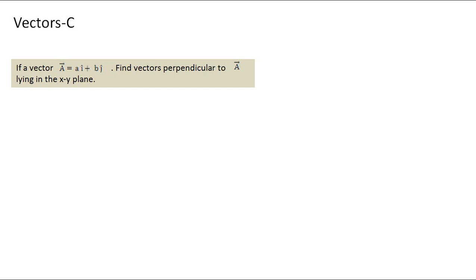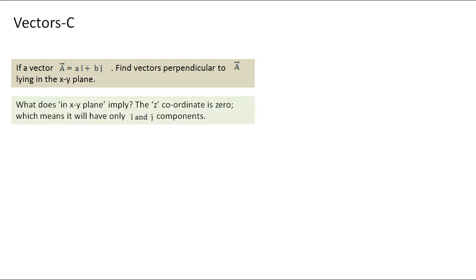Let's take one more variation. If a vector A is given in the form of a i cap plus b j cap, find vectors perpendicular to vector A lying in the xy plane. So again, this involves something perpendicular, something like dot product. So first let's understand the question, what does this imply? Vector lying in xy plane.